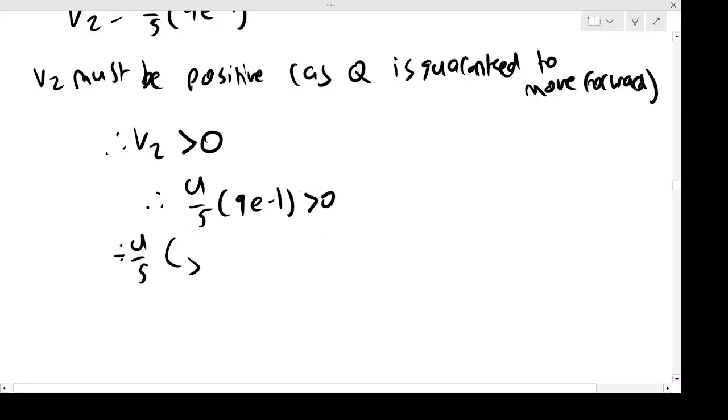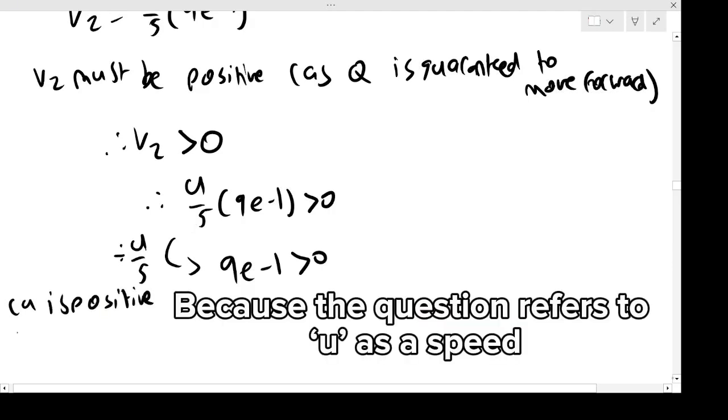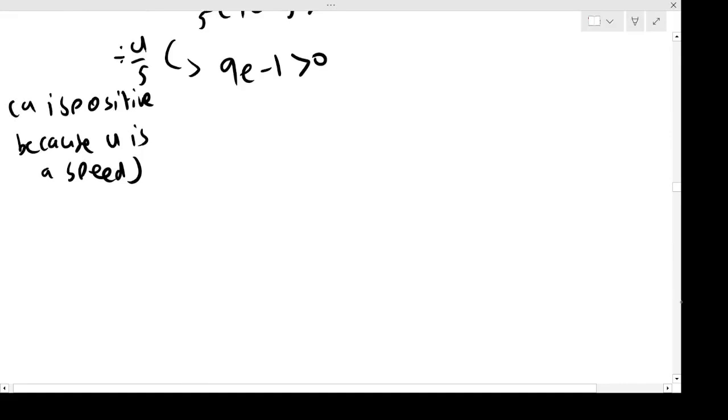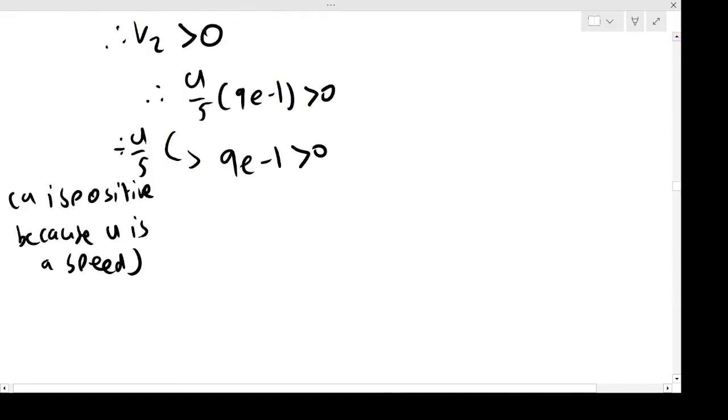We don't need to worry about negative because U is positive, okay? That is because, by the way, U is positive because it's a speed. And remember, speed is always a positive quantity. But usually that's what you're going to want to do with these sort of questions. You can simplify, you can divide by U, and then the inequality stays where it is. It's a positive thing. Hopefully happy with that then.